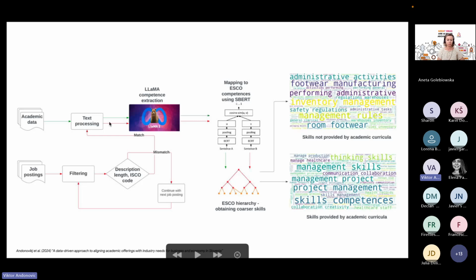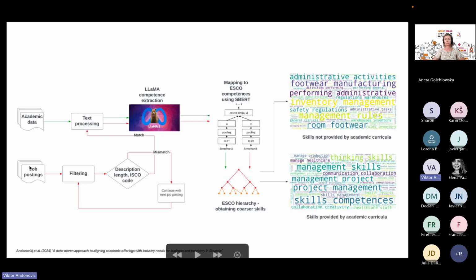We can see that on the left-hand side, we have the academic data and we have job postings. So first, the source of the data, where does it come from? The academic data comes from the academic institutions, of course. For example, a faculty of medicine or other healthcare institutions may be the source for the academic data. And the job postings come mainly from online sources, such as websites like Moje Delo, for example, in Slovenia, or LinkedIn posts, and so on.